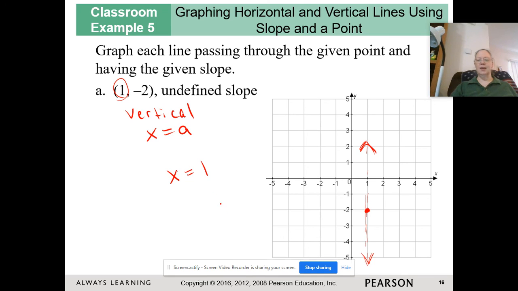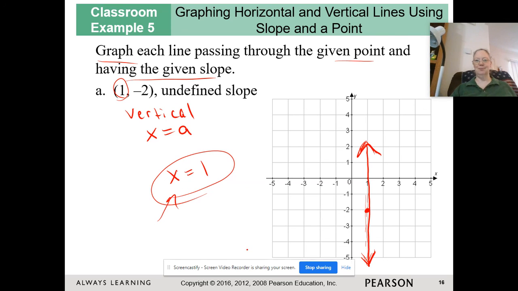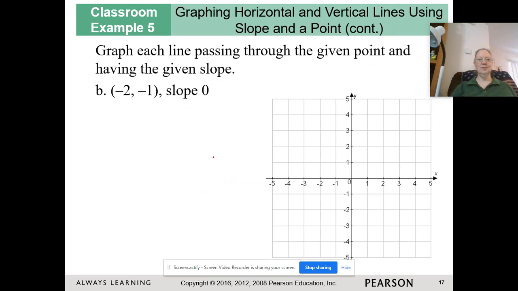And I didn't read the directions. It says graph each line. It didn't say write the equation, but I think on the next slide it's going to actually make us write the equation. So we have graphed it, and we actually wrote the equation as well. So we did a little bit extra. Sorry about that.